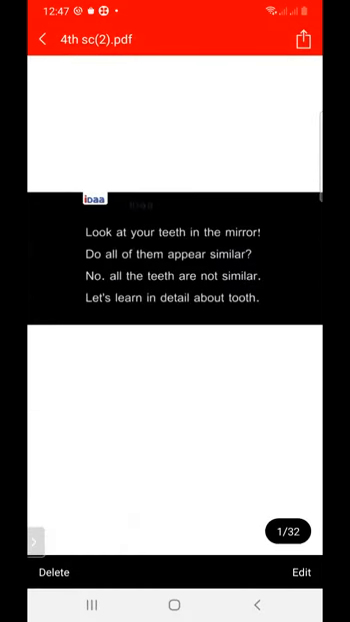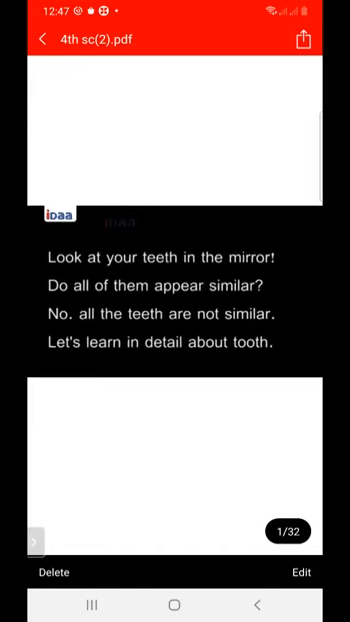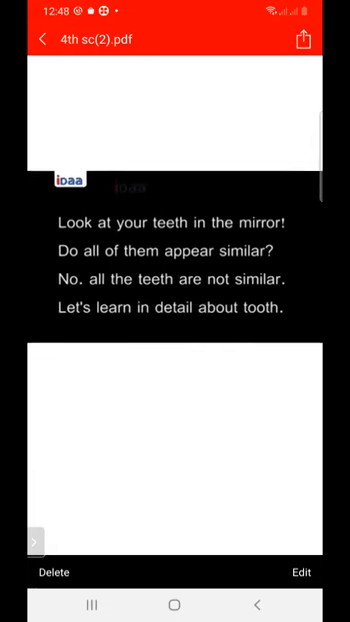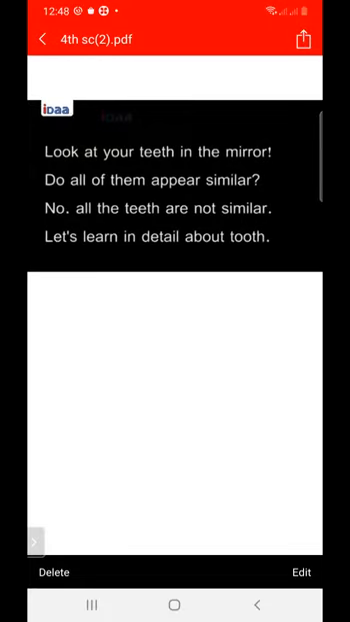So next, look at your teeth in the mirror. Do all of them appear similar? No. Our teeth are not similar. Some are broader and some are less broad. So let us learn about the tooth.